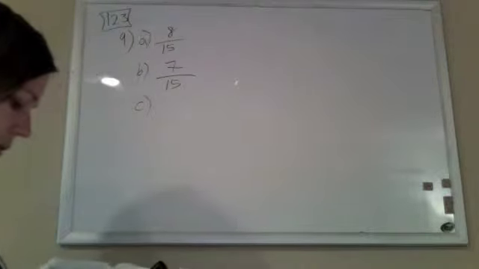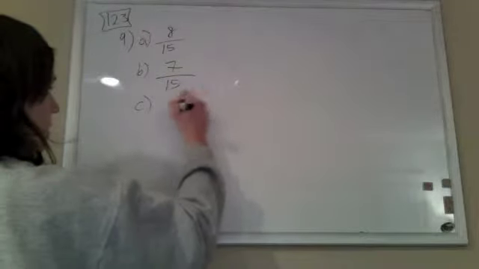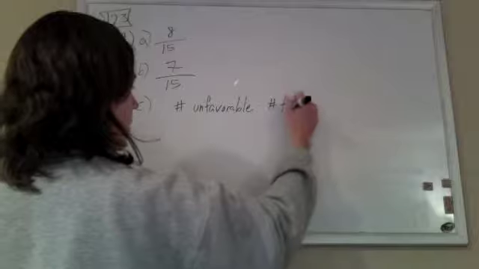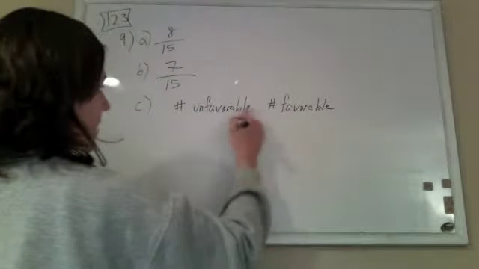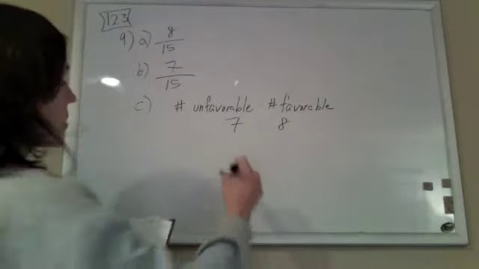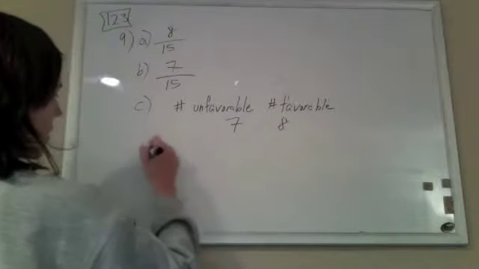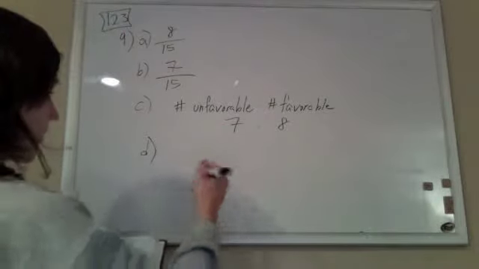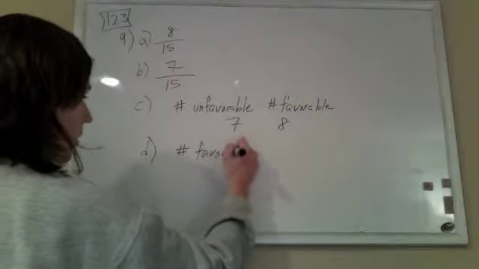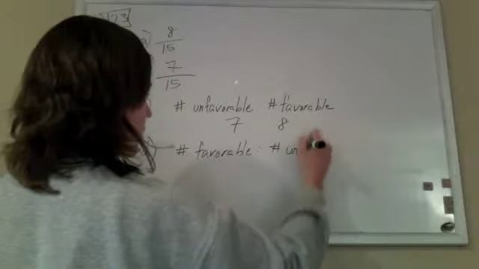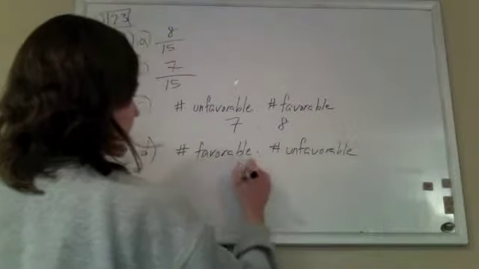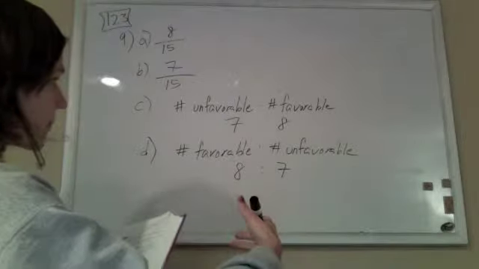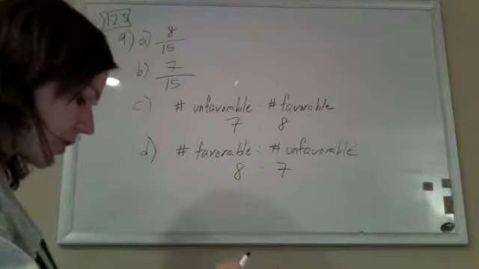Odds against it going well with the sport coat. So odds against are always number unfavorable to number favorable. So there's 7 ties that you don't want, 8 ties that you do. So the odds against are 7 to 8. And for D, you just switch those. So odds in favor would be number favorable to number unfavorable. So there are 8 ties that you want and 7 ties that you don't, and they should always add up to the total 15, unless it's reduced. Right. So that's number 9.